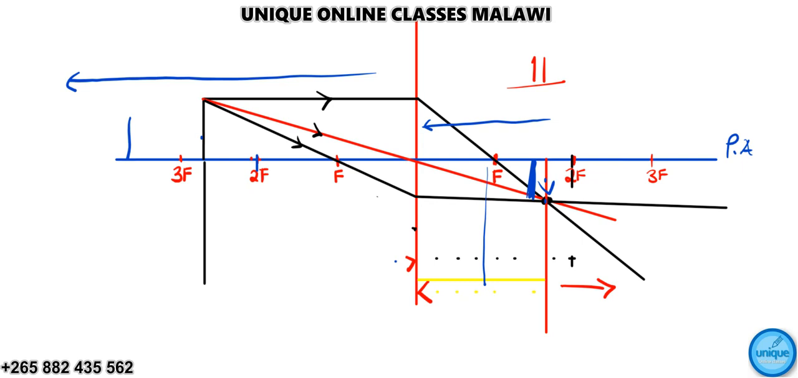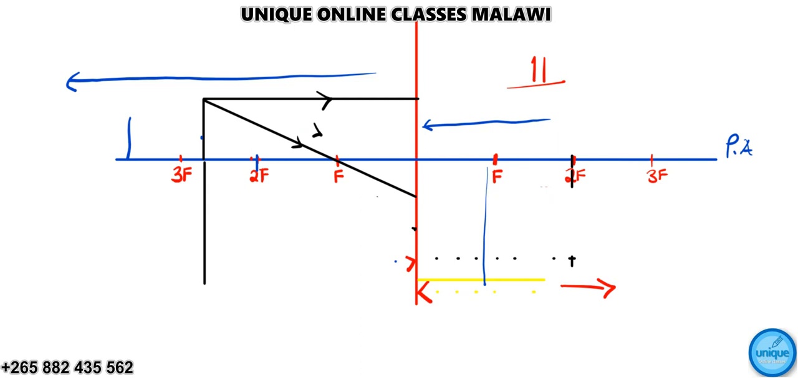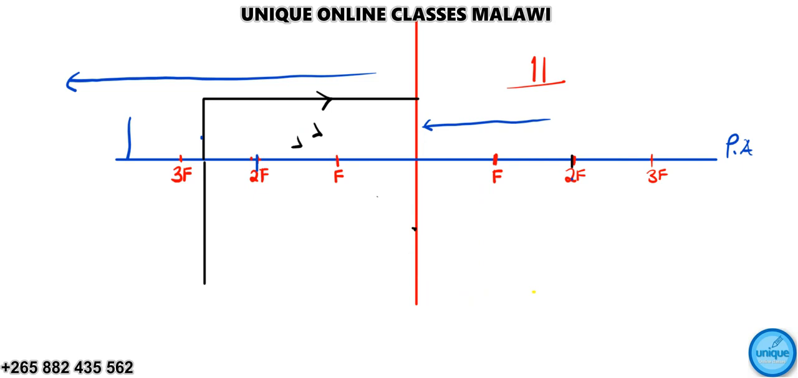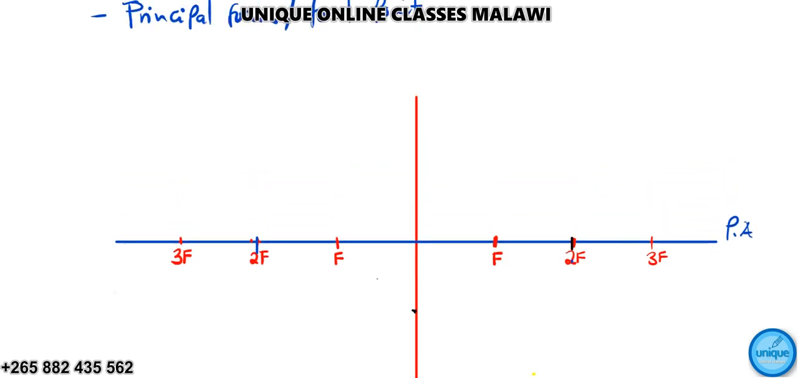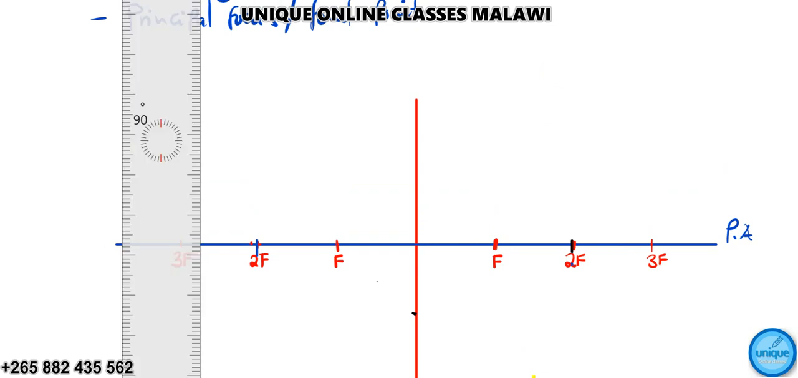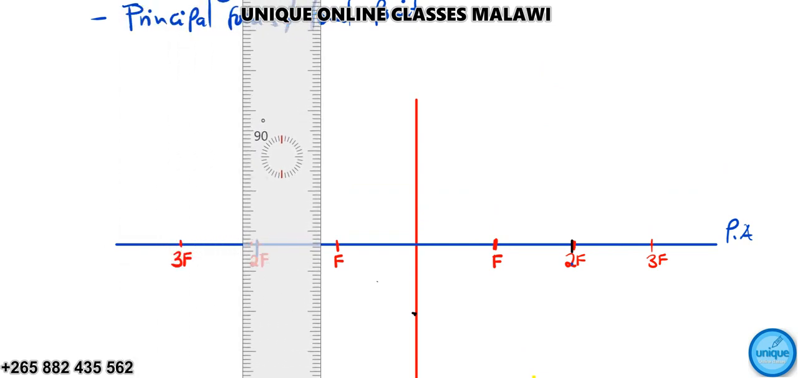What happens if we place an object at f? Let's draw a ray diagram indicating an object placed at f. So if we place an object at f, let's have our object.